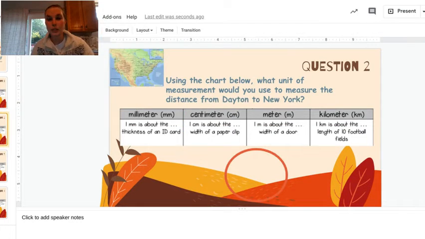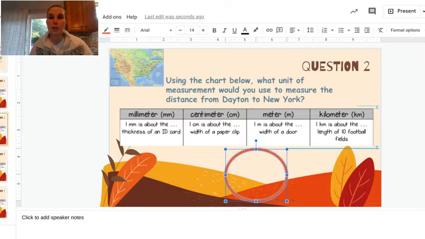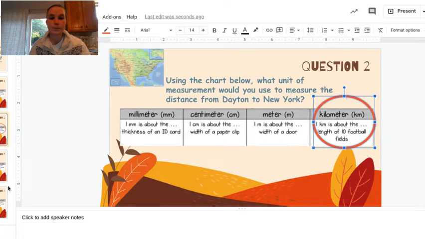All right, question number 2. Using the chart below, what unit of measurement would you use to measure the distance from Dayton to New York? Now, I'm going to use the largest unit of measurement because the thickness of an ID card, a millimeter, is really small. So it would take so many of those to measure that distance. And same thing for the width of a paper clip, the centimeter, or meter, about the width of a door. So I'm going to use kilometers.